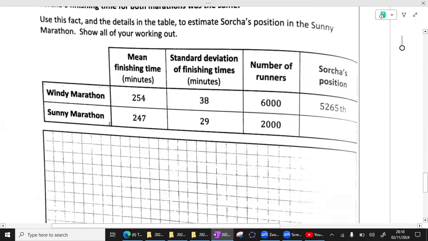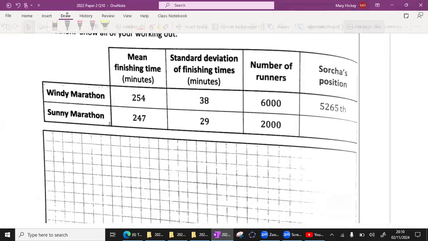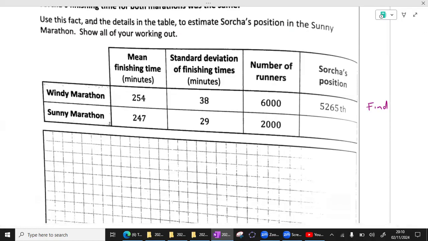Okay, so what we really need to do is find her time. So we need to find her time in the Windy Marathon, because if we do that, then her time in the Sunny one is the same. So we have a position, we know how many runners, we know the standard deviation, and we know the mean, but what we don't know is her time.